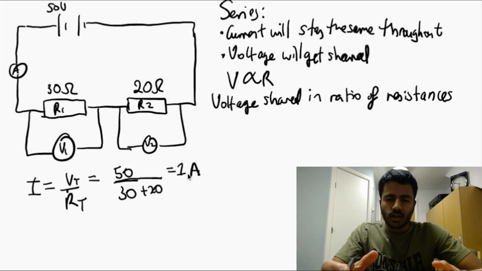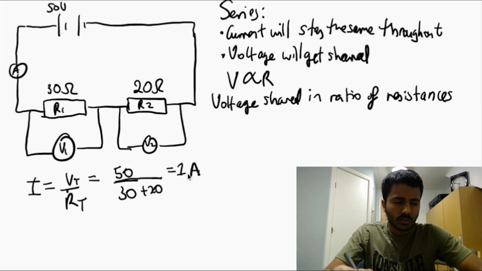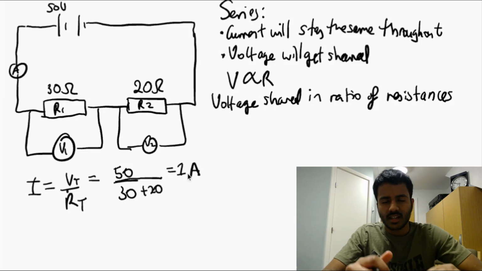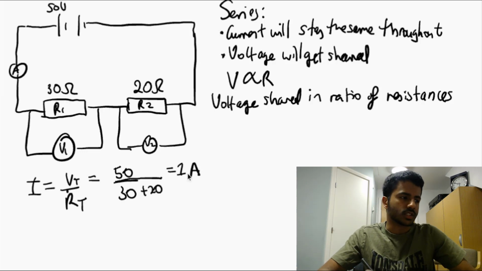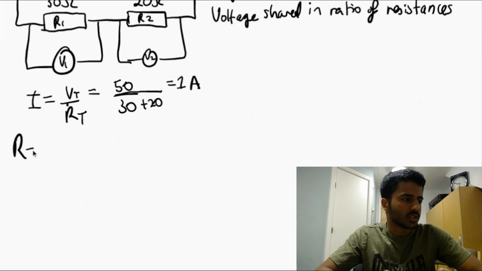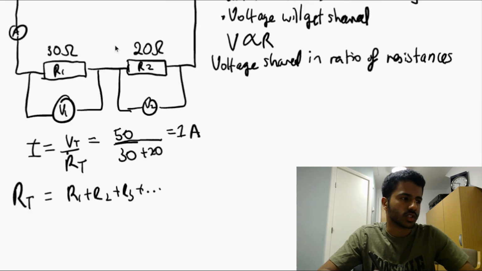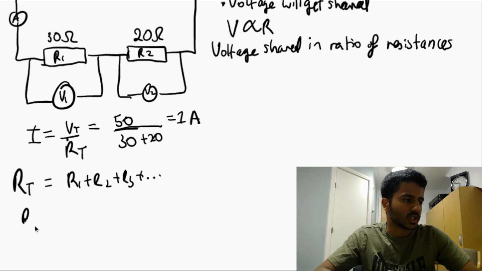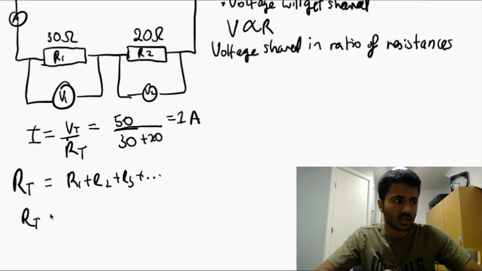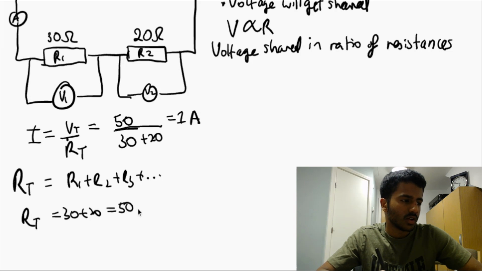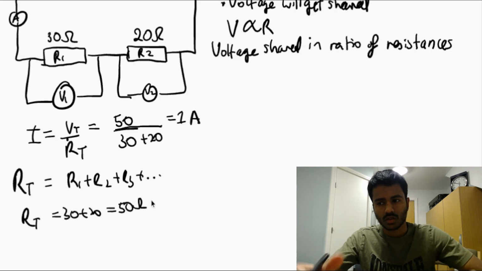Now in series circuits, resistances are added linearly. What that means is the total resistance in the circuit is equal to R1 plus R2 plus R3 and so on. In this case, there are only two resistors. So the total resistance in the series circuit is 30 plus 20, so that's 50 ohms. That's the total resistance of this circuit.